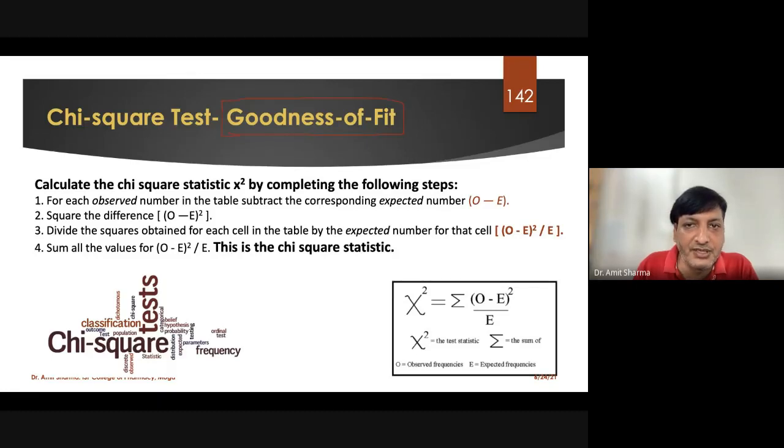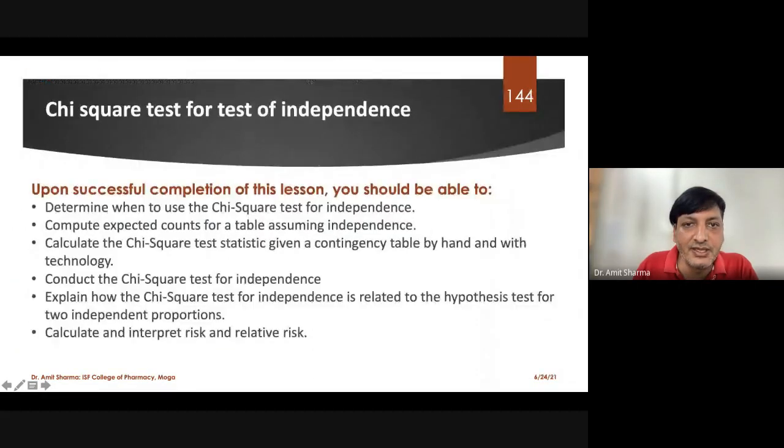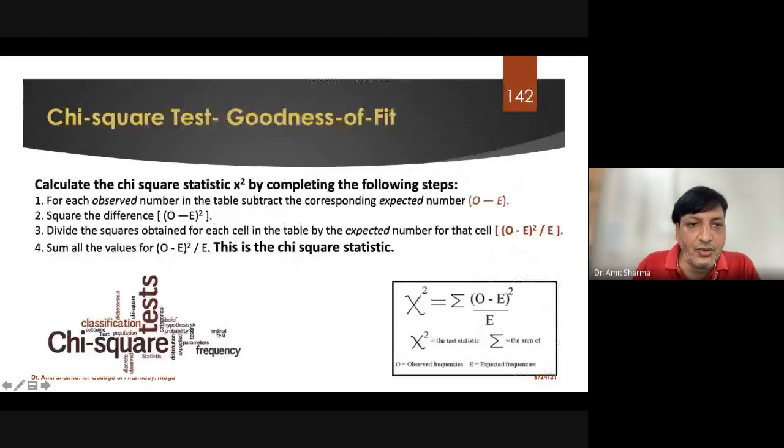Now goodness of fit means what? And the second one will be called the test for independence. I will let you know the difference, in what case you are going to apply goodness of fit and in what case you are going to apply the chi-square test for independence. First one, chi-square test goodness of fit. What are we going to calculate? The first thing to remember, we are going to calculate the proportions.